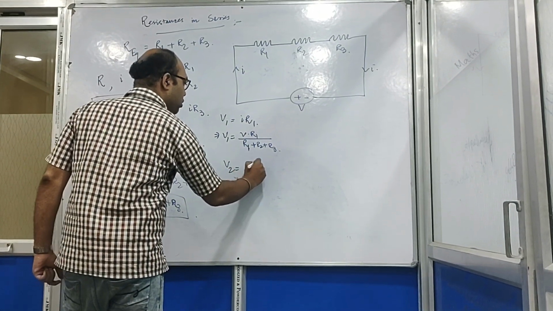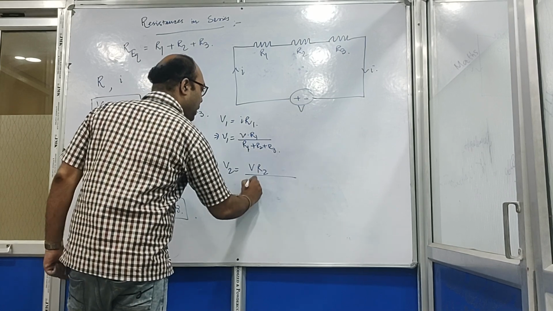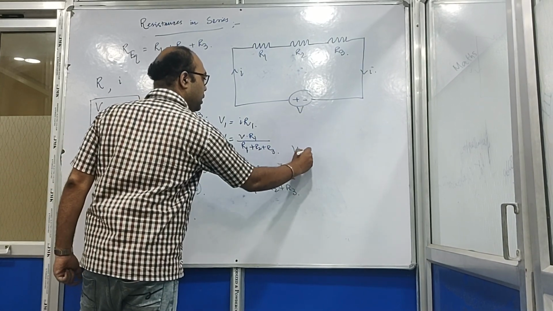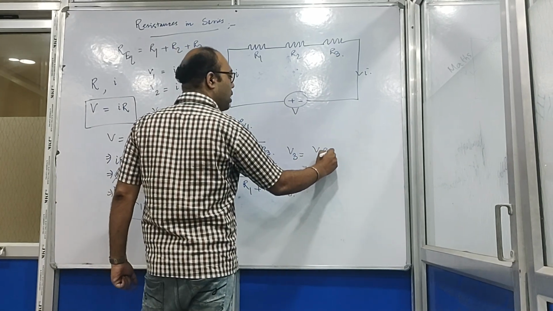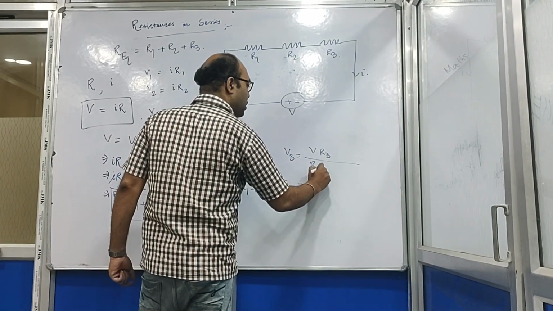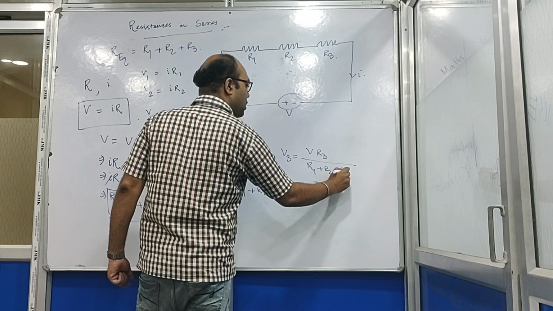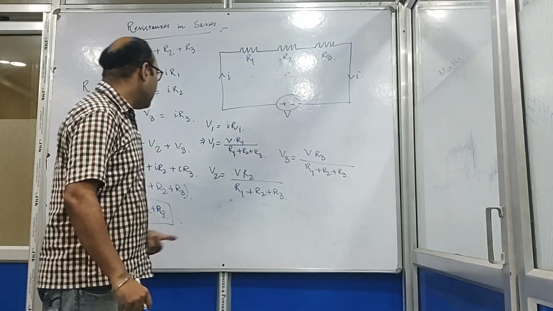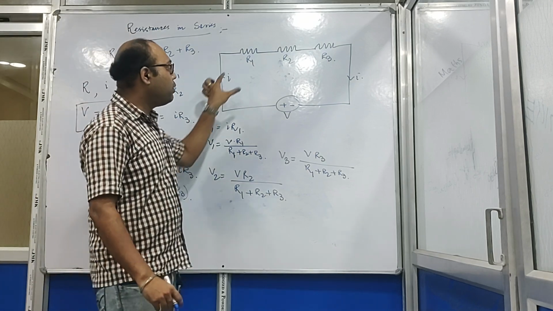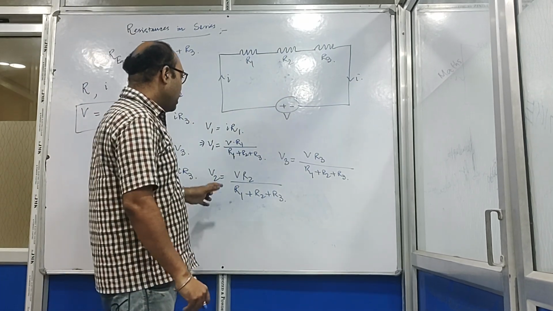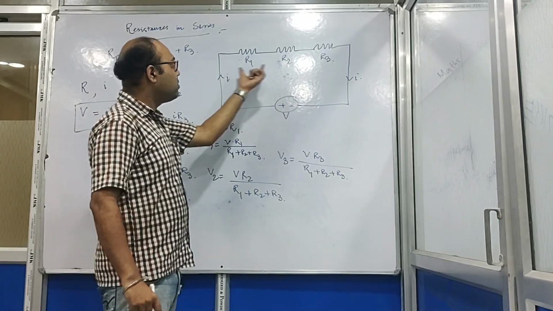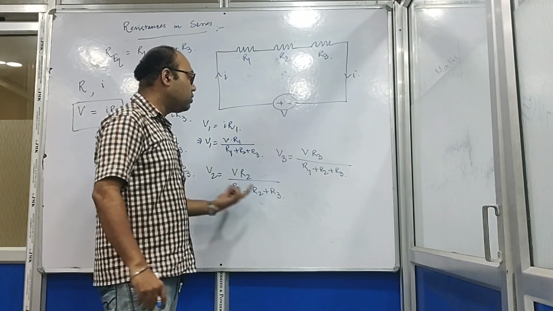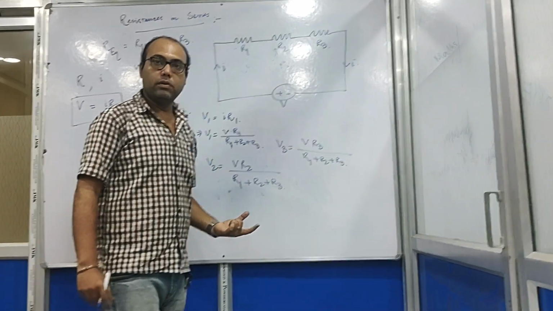Similarly, V2 will be equal to V into R2 by R1 plus R2 plus R3, and V3 will be V into R3 by R1 plus R2 plus R3. So in this way, we can see the voltage divider rule, where without involving current, if we have three resistances, we can find the voltages across each resistance using these formulas. So this is the voltage divider rule. Thank you.